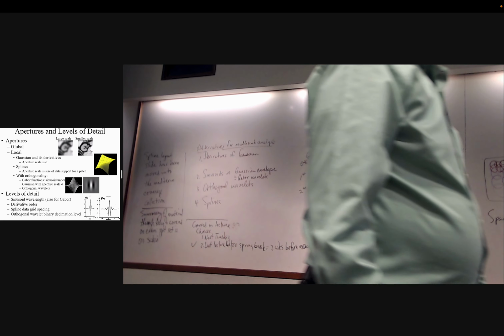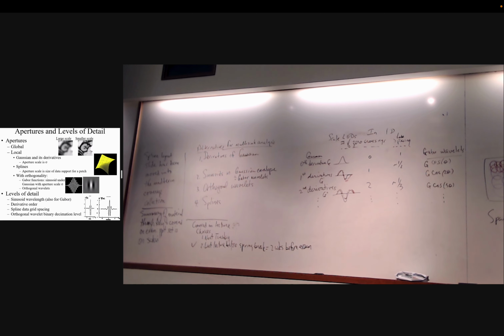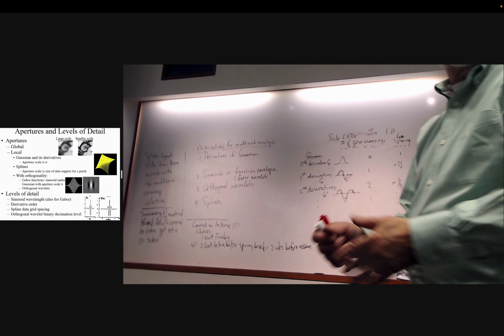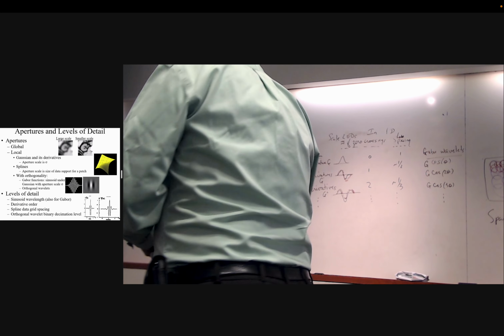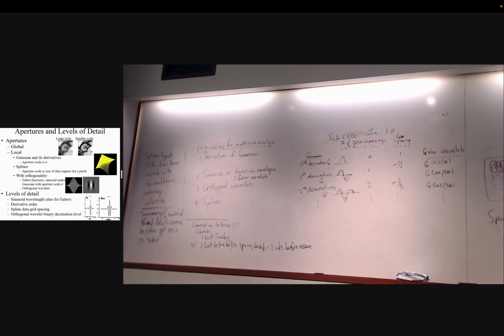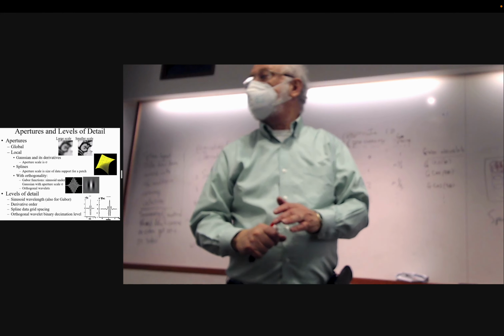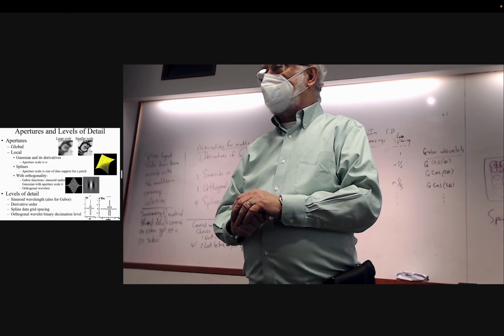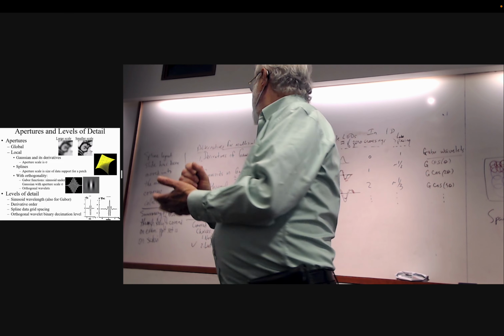And indeed, experience bears that out. The features that you end up measuring of the image data by using the Gabor wavelets or by derivatives of Gaussian are quite comparable, right? The main issue is what's the level of detail and what's the aperture width. Okay? So far, so good.